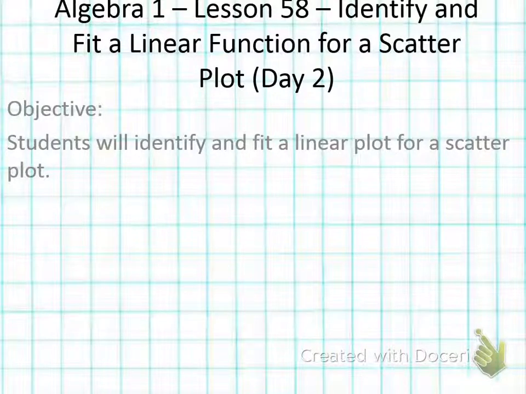Alright, this is Algebra 1, Lesson 58. Identify and fit a linear function for a scatter plot. We're doing the same thing we did yesterday in the last lesson, except today there won't be a line given to you. You have to find what that is.